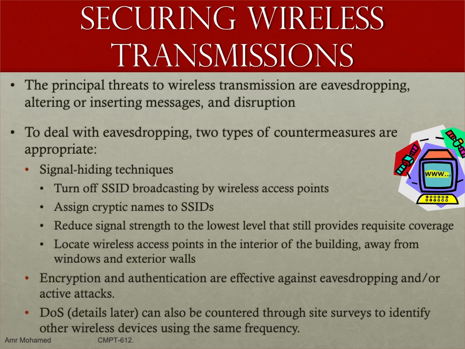The principal threats for wireless transmission are eavesdropping, altering or inserting messages, and disruption. To deal with eavesdropping, two types of countermeasures are in fact being used. One of them is what we call signal hiding techniques. Signal hiding techniques work, for example, in the case of wireless network discovery. Usually the SSID, the service set ID, here refers to the name of the network.